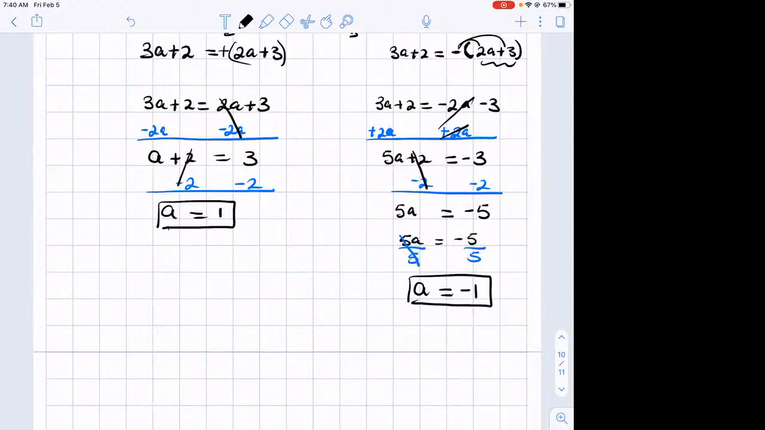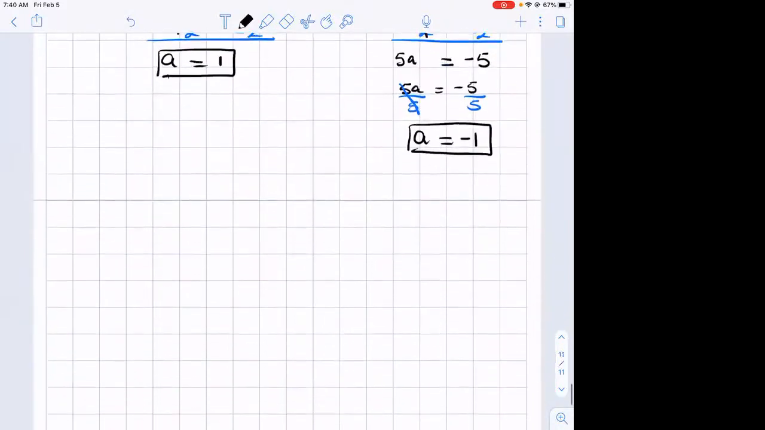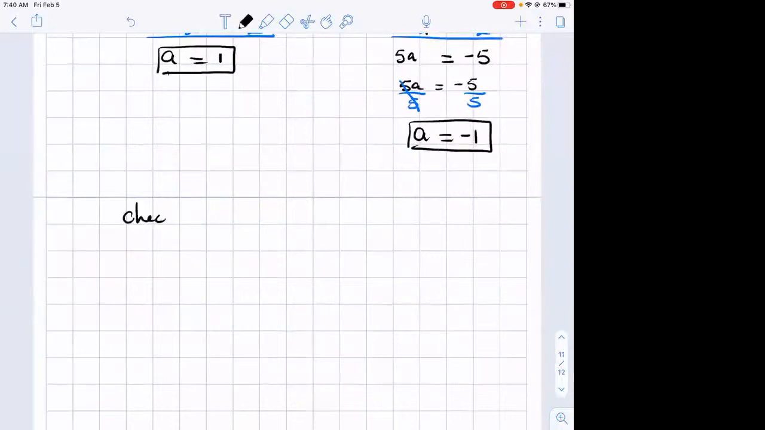But we are not finished. Remember, you have to check. Okay? You must check your answer. Check. So remember, we're checking into the original problem. The absolute value of 3a plus 2 is equal to the absolute value of 2a plus 3. Okay? And the first thing we want to check is a equals 1. And then we have to check a equals negative 1.